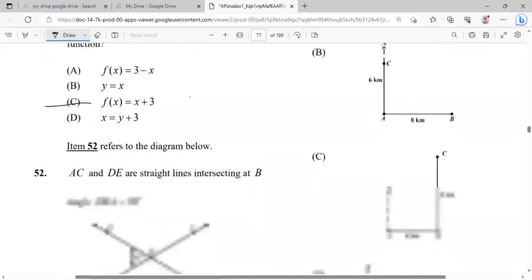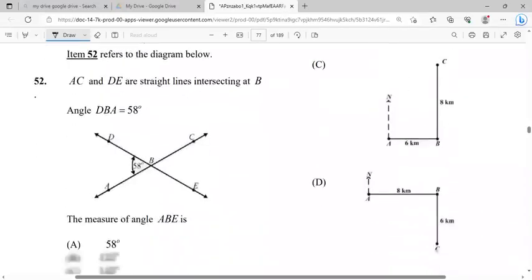Let's move on to 52. AC and DE are straight lines that intersect at B. Angle DAB, which is equal to 58, is the measure of ABE, which is this. As we can see, angles on a straight line, so it's 180 minus this value, which is 58, and that gives us 122.